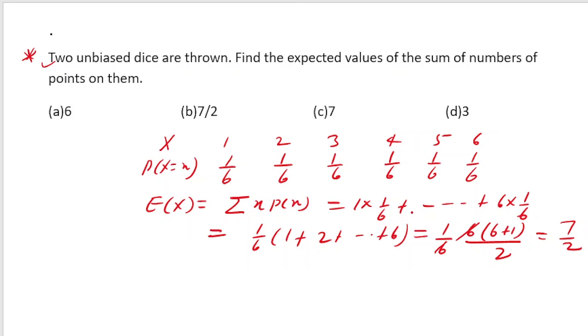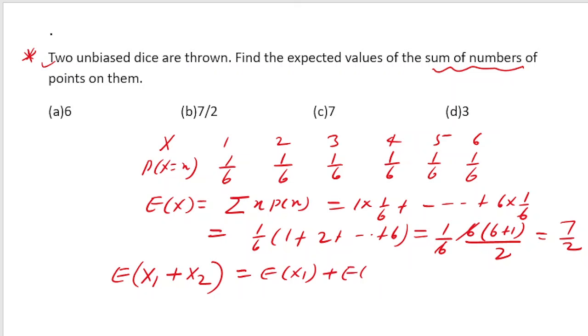So if I just throw one dice, then the expected outcome is 7 by 2, but I am throwing 2 dice. So let us call the expected outcome on the first dice x1, and on the second dice x2. These two are different random variables. If I ask you the sum of numbers when I throw 2 dice, we can use the property of expectation, that expectation of x1 plus x2 is equal to expectation of x1 plus expectation of x2. So it is equal to 7 by 2 plus 7 by 2, which is 7. So the correct option is 7.